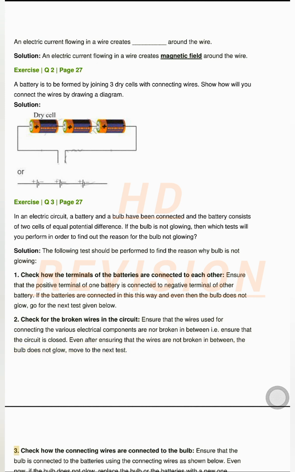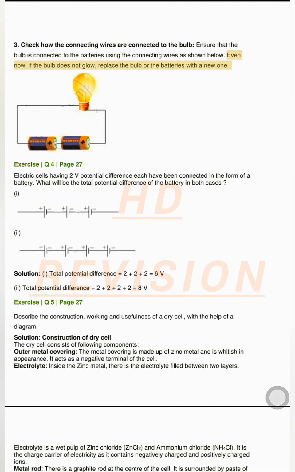Even after ensuring that the wires are not broken in between, if the bulb does not glow, move to the next test. 3. Check how the connecting wires are connected to the bulb. Ensure that the bulb is connected to the batteries using the connecting wires as shown below. Even now, if the bulb does not glow, replace the bulb or the batteries with a new one.